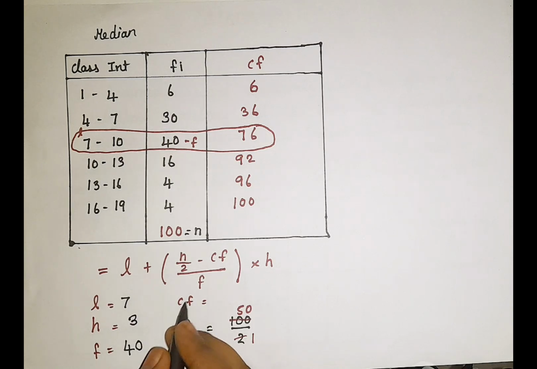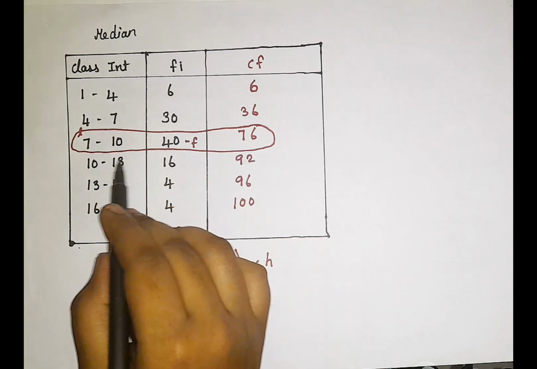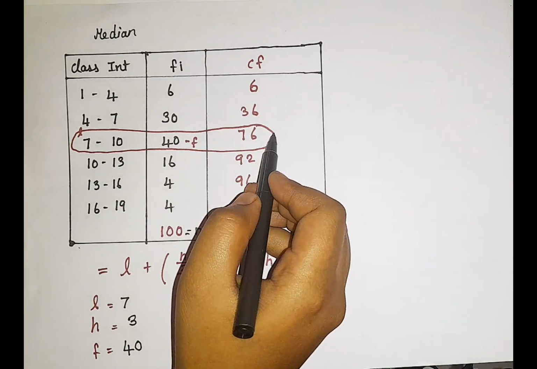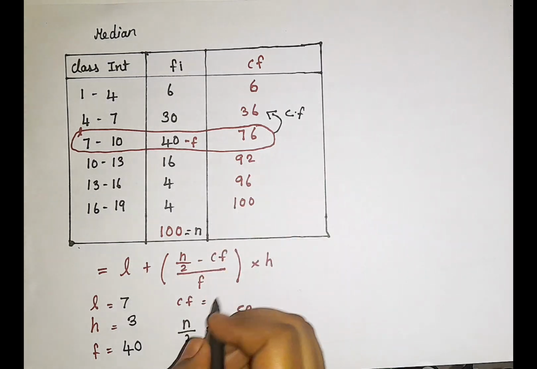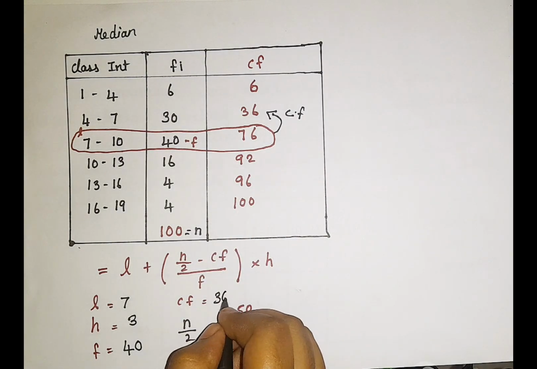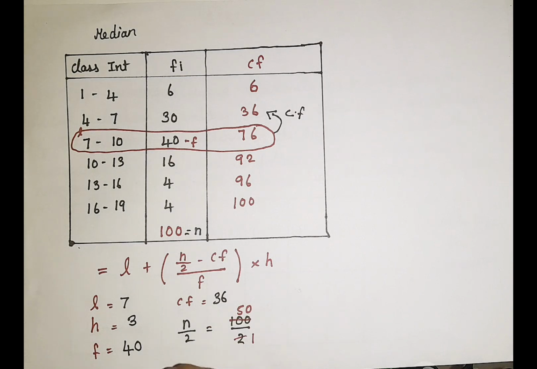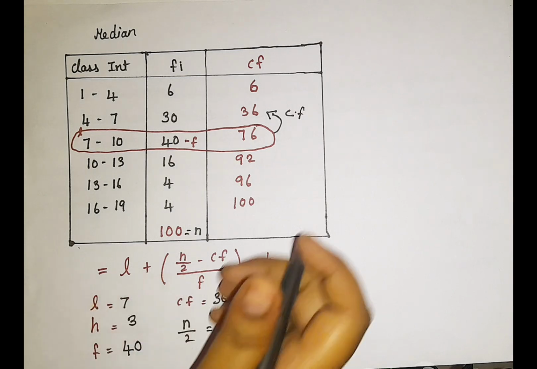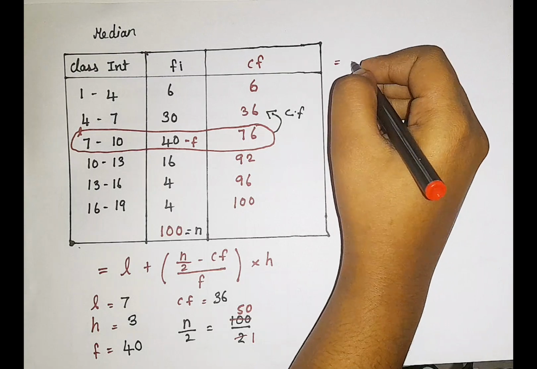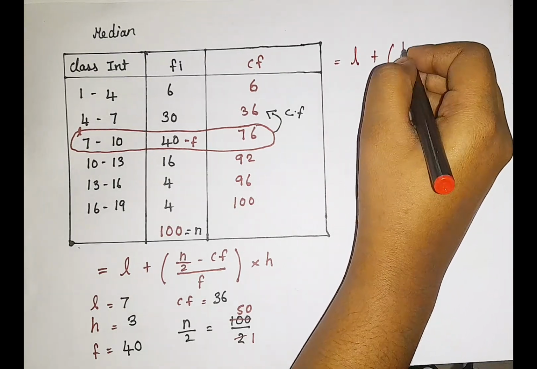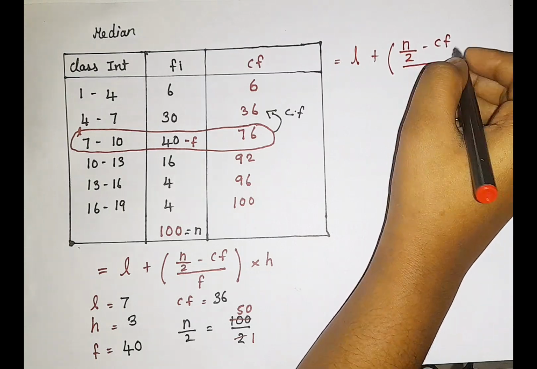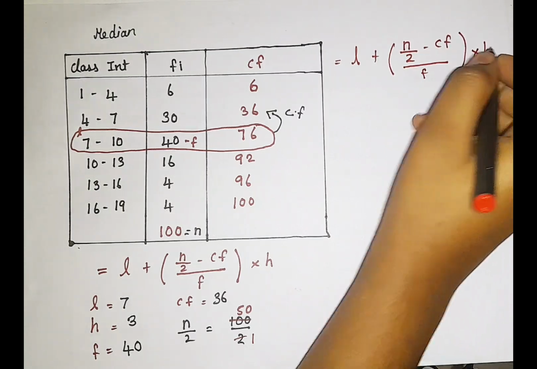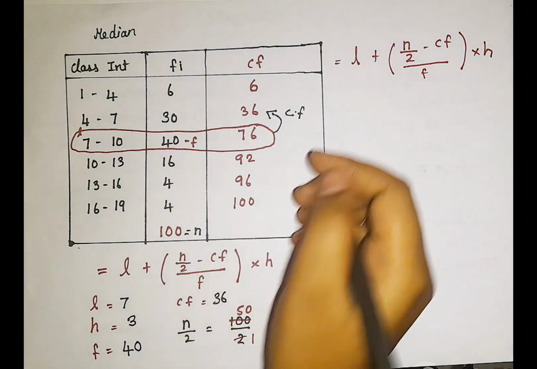Now let us find the CF value. Since you guys know, whenever we mark something like this, we are supposed to take the previous number as CF. So the previous number is 36, that is going to be our CF. Now we know all the values, so we can apply them in the formula. The formula is L plus (n by 2 minus CF divided by F) into H. We can apply right over here.